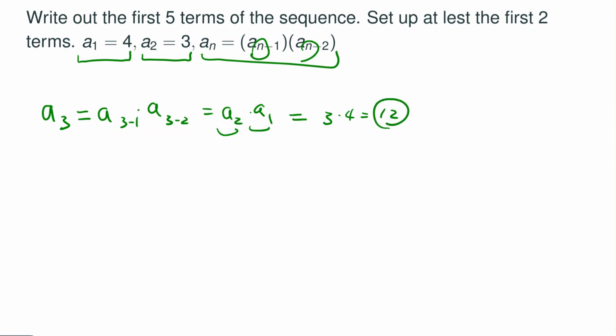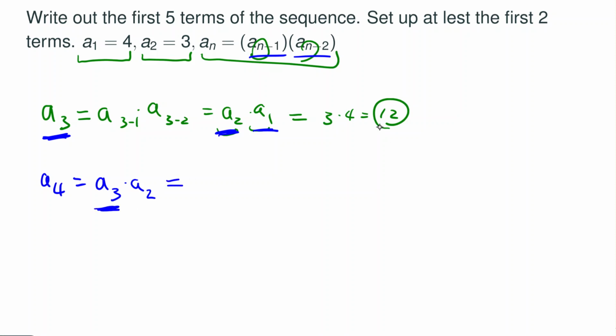So then for the fourth term, we'll do the similar thing. Essentially, it's the previous 2 terms. A of 3 is a of 2 times a of 1. A of 4 then will be a of 3 times a of 2. Right? We can still plug in here and here. If I plug in 4, I get 3. If I plug in 4, I get 2. So two previous terms multiply with each other.